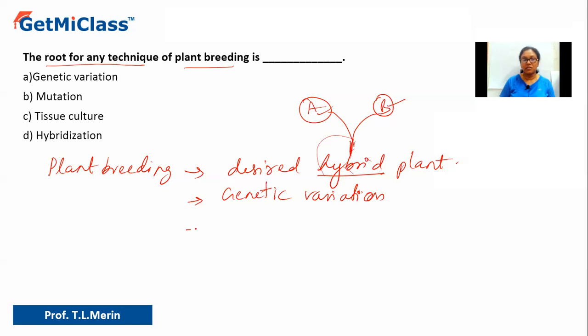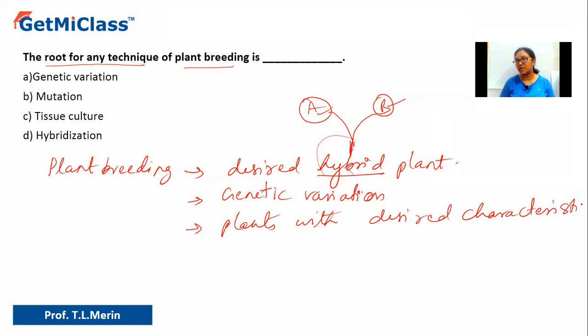And because of this, what happens? We get plants with different characteristics, or you can say desired characteristics. And that is the basis, right? That is why we want to perform this hybridization, so as to get the hybrid variety with our desired characteristics. And how did we do that? By genetic variation.